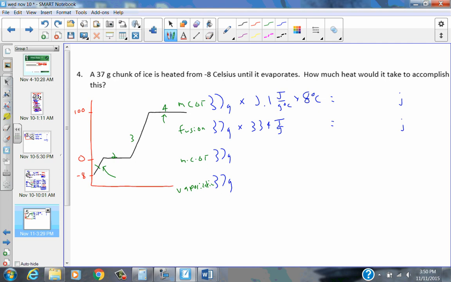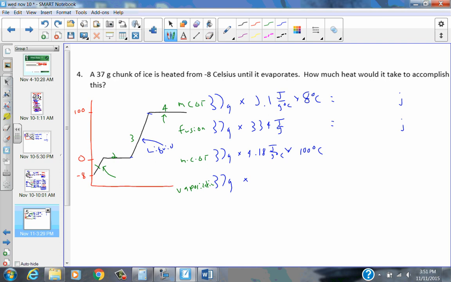Number 3 is another mc delta t, only this time, since it's at the temp between 0 and 100, it's a liquid. Actually, the test will say to label the phases. So if you label those, it might help you. Liquid water is 4.18 joules per gram degree Celsius. How much is it going to change before something happens? 100 degrees Celsius, because it's going to go from 0 up to 100.